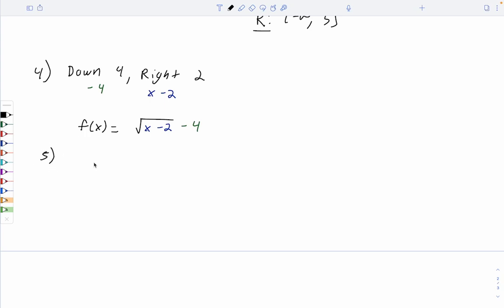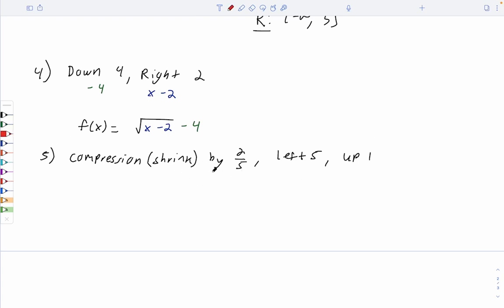Okay, let's do one more real fast. Let's say I gave you a compression. On the assignment, some of them might say shrink. It means the same thing. A compression or shrink by 2/5, and then let's say it goes left 5 and up 1. So I'm giving you these transformations.